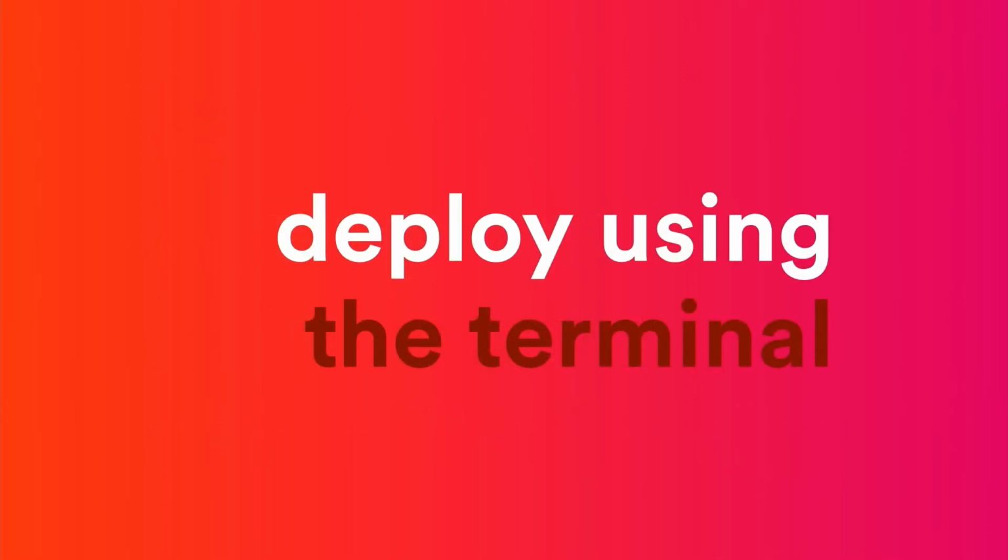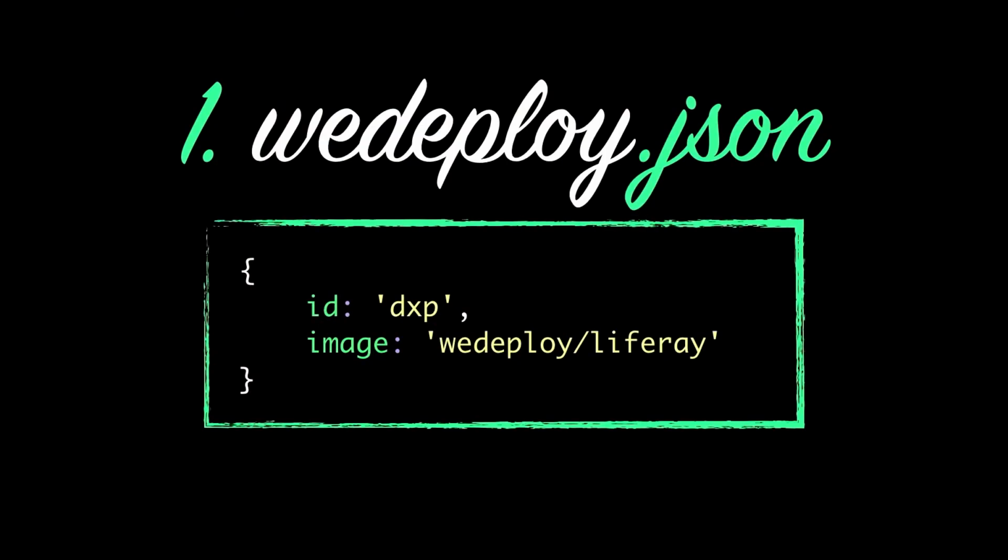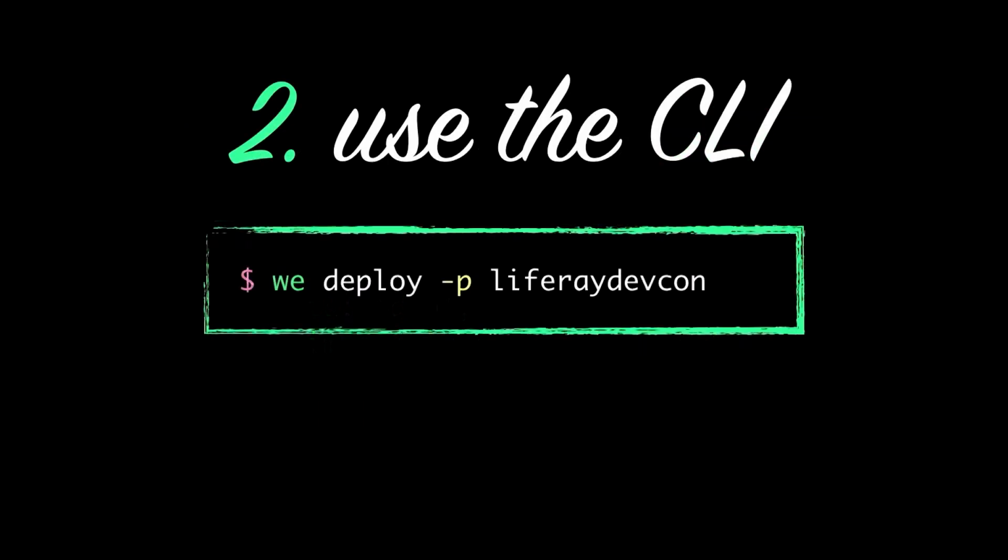One of the options is to deploy from the terminal. What we have is a WeDeploy.json file. That's our contract. You can specify an ID, which is the name of your service, and then the image, which is the type of your service. We fetch that information from Docker Hub, so that image is on Docker Hub. And then you use the CLI.